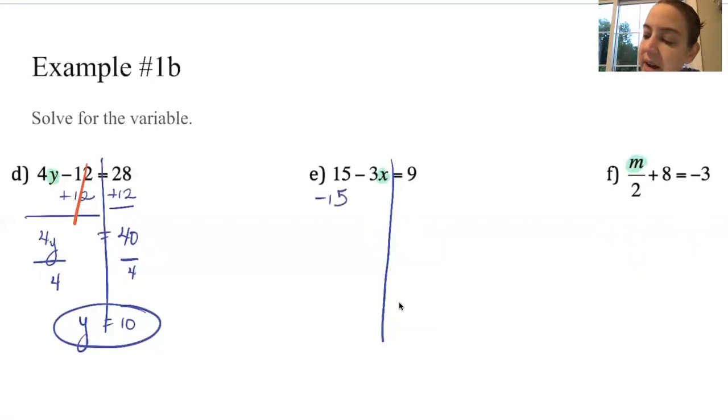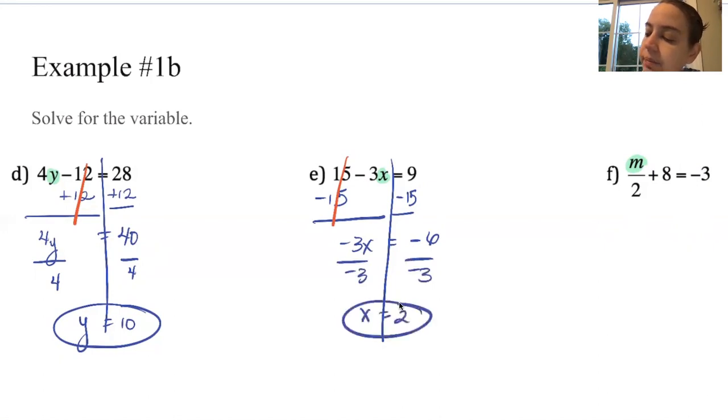So in letter E, I subtract 15 on both sides. 15 minus 15 is 0. Those cancel out. So I bring down a -3x is equal to 9 minus 15 is -6. To get x by itself, I divide both sides by -3. X is equal to 2.